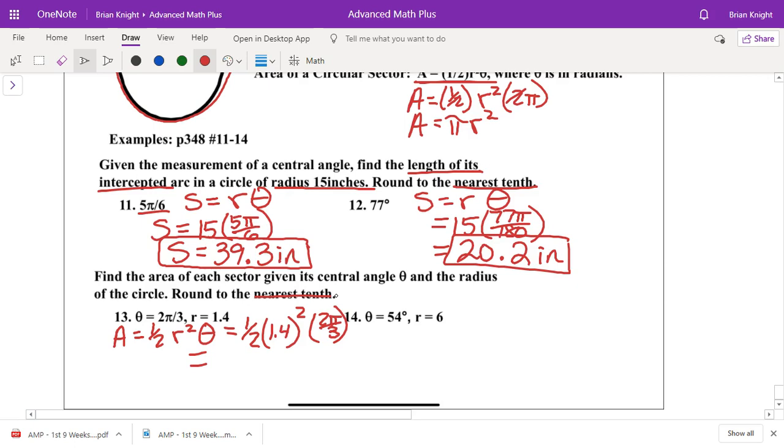Did I get a small number? I did as well. 2.1. And it doesn't tell us what we're measuring in, so that would just be units squared, because we are finding area. Area is always units squared.